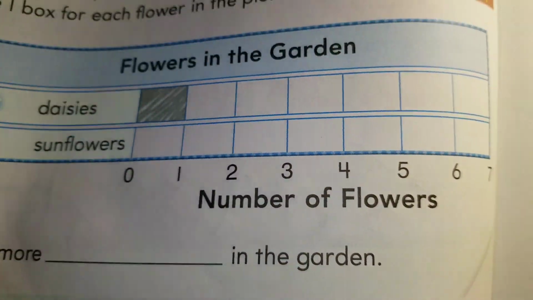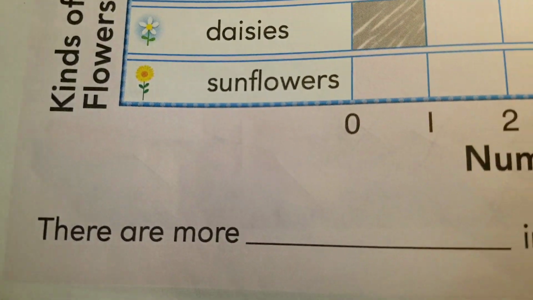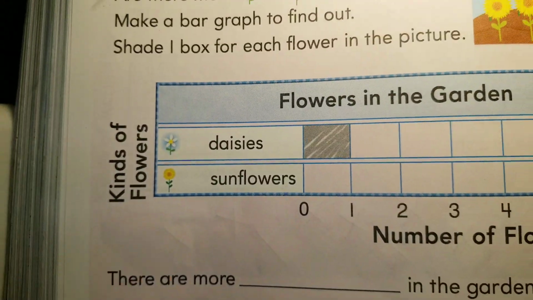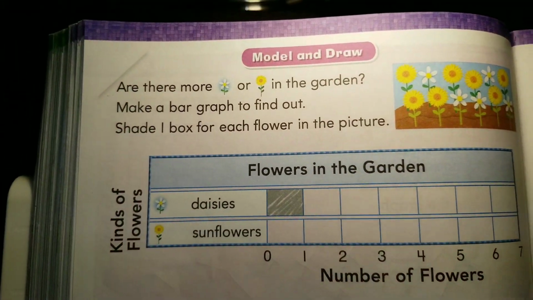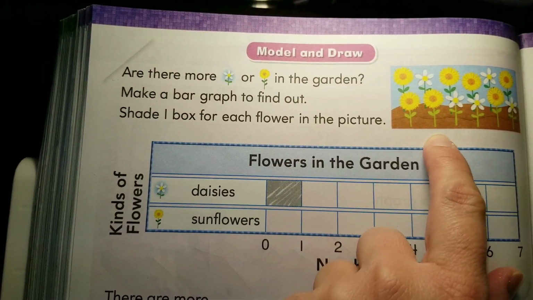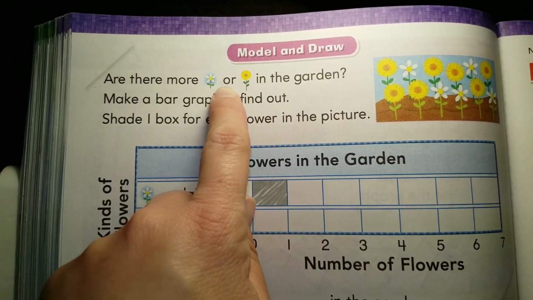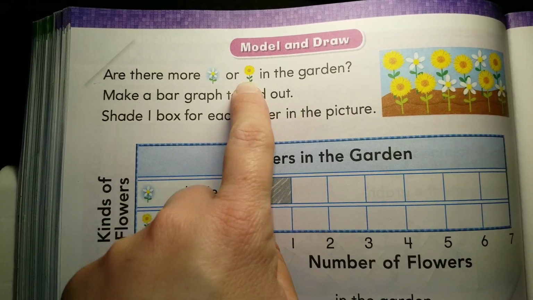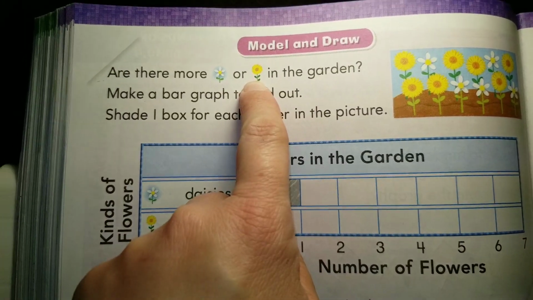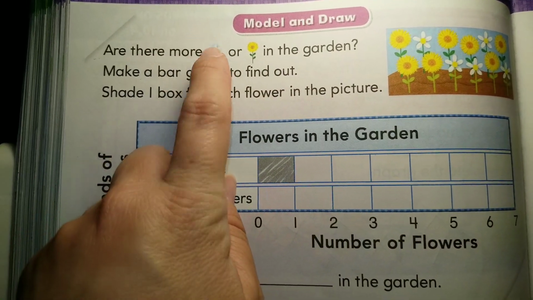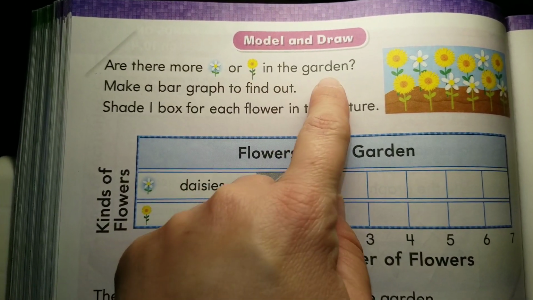The first example is most of the time done for you. So here we go. We are going to take a look at flowers. Yay, I love flowers. Are there more daisies or sunflowers? What type of flower is this? Let's call the yellow one sunflowers. Are there more daisies or sunflowers in the garden?